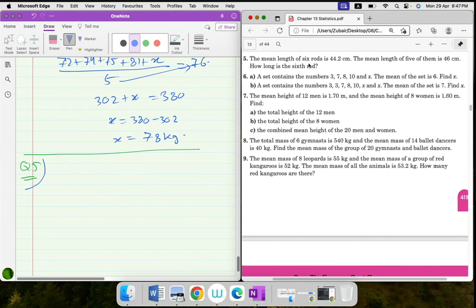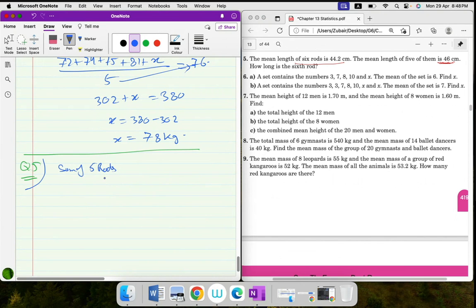It says the mean length of six rods is 44.2 and the mean length of five of them is 46. How long is the sixth rod? I'm looking at the second half of the data. Since the mean of five rods is 46, the sum of the lengths of five rods divided by five is equal to the mean. So the sum of five rods is 5 into 46, which is 230.